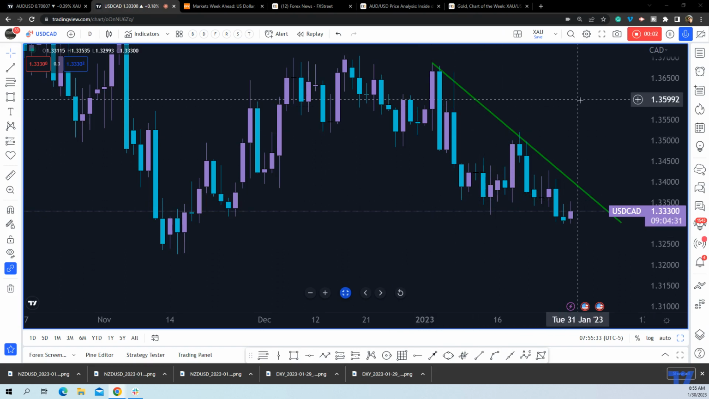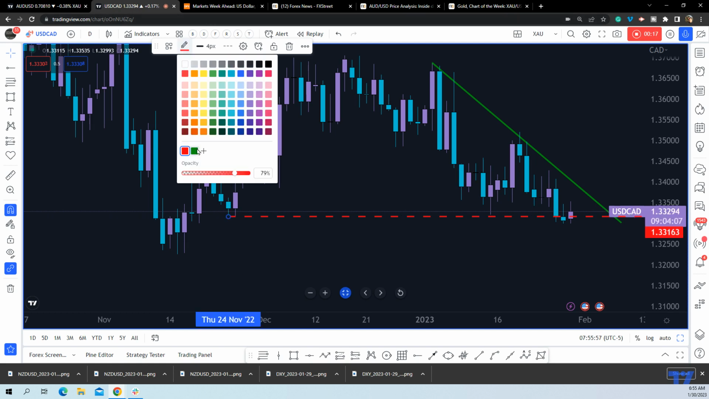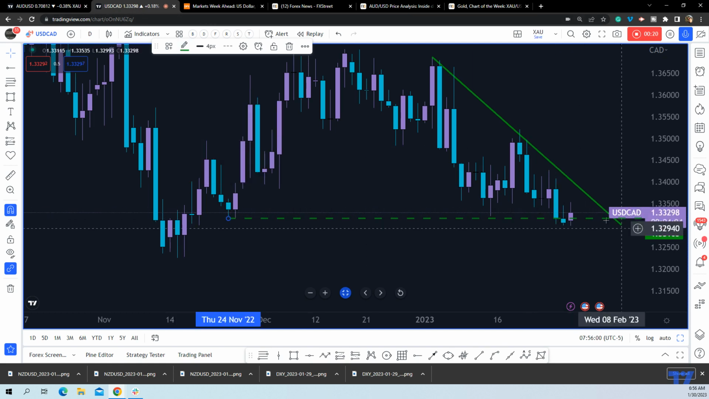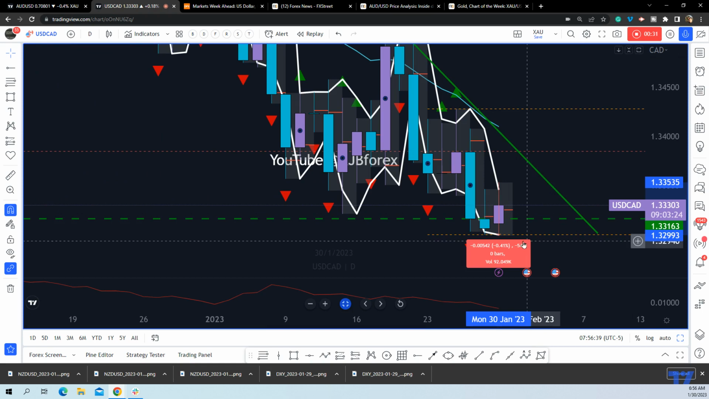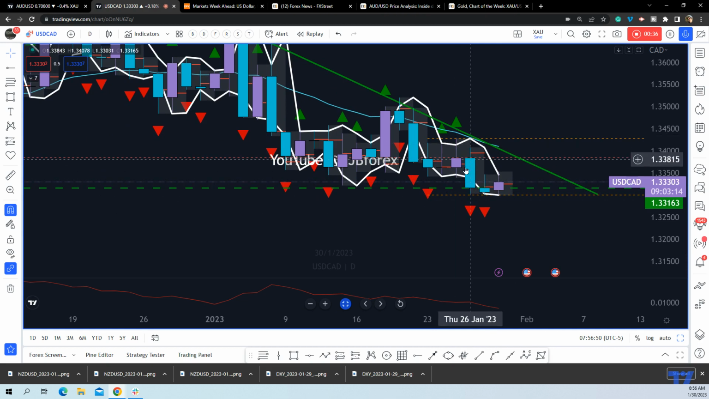Looking at dollar CAD here, we've had a raid on these lows. We've got this bearish impulse, a correction in play. ATR of 90 pips, we've done 50. Still on the front side of this daily trend. Looks like we could be moving up into resistance.